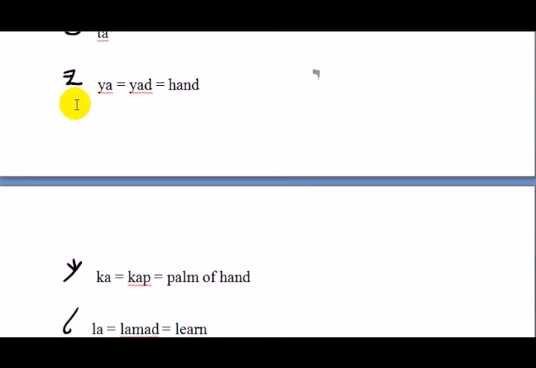Then you have the Ya. Now the Ya, the pronunciation here, comes from the Hebrew word yad, which means hand. And there's a certain way you can hold your hand and look at it, and you can see that it's talking about the hand. So like I said again, when Adam was given the job of naming everything, whatever he named it, that's what the name of it was. So when he looked at the hand, he called it yad. So that's the Hebrew word for hand.